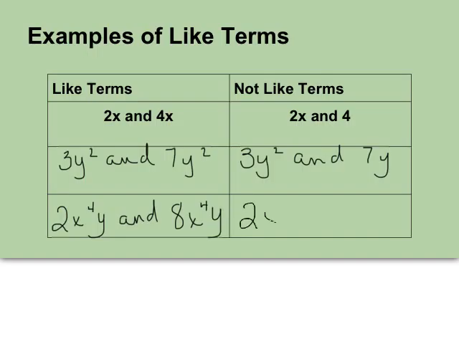What about 2xy to the 4th and 8x to the 4th y? When we look at these two, don't get tempted to say, oh, that one's got a 4th and that one's got a 4th and it has an x and a y. We have x to the 1 and x to the 4th, y to the 4th and y to the 1. So we would say those are not like terms.